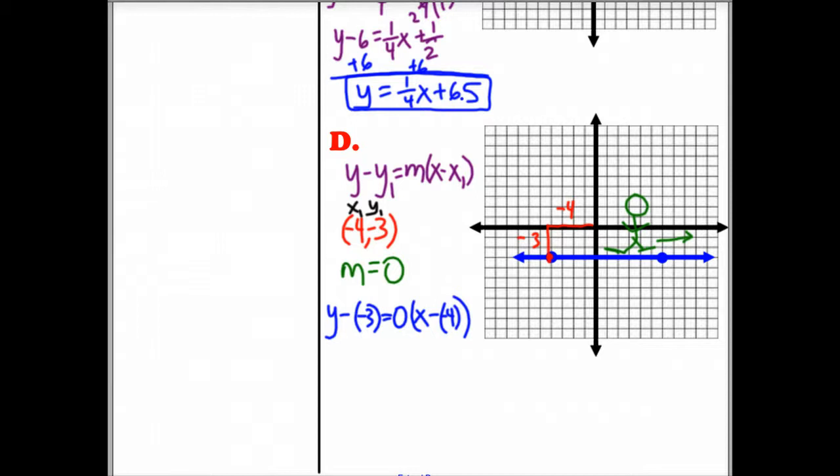So let's clean this up here. We actually have y plus 3 equals, we bomb this through, and 0 times anything is just 0, so we have 0 left on this side. Now we subtract 3 through to get y equals negative 3, and that's our equation.